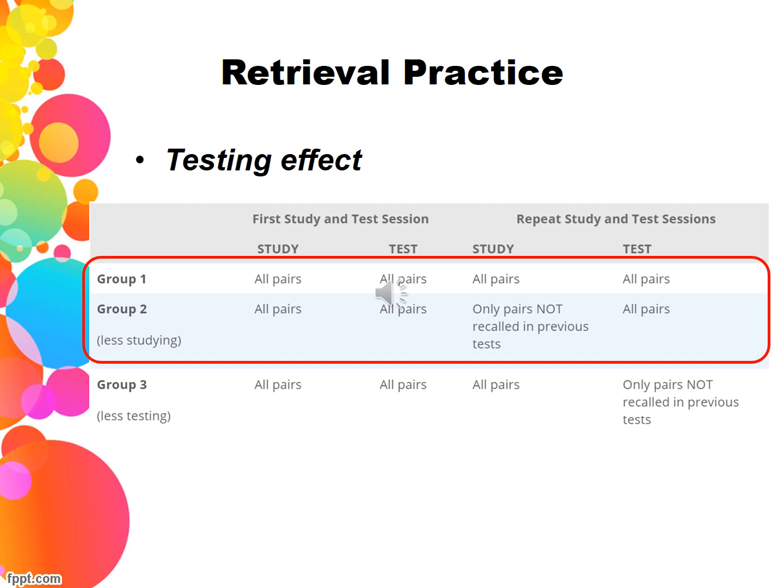And for group 3, the first trial is the same as group 1 and 2, but for trial 2, they need to study all pairs, but for the test session, they only need to recall the pairs that they couldn't remember during the test session of the first trial. So what the experimenter found is that groups 1 and 2 actually have similar memory performance, but group 3 actually performed more poorly compared to group 1 and 2.